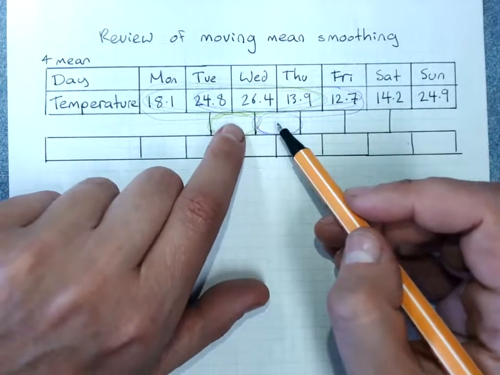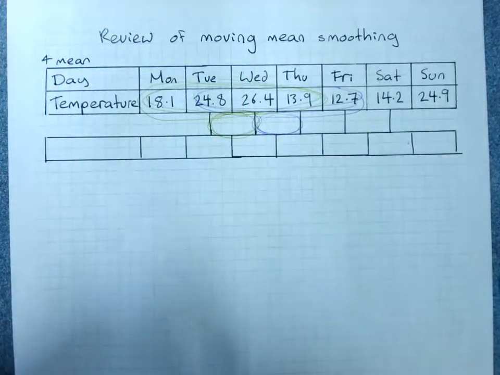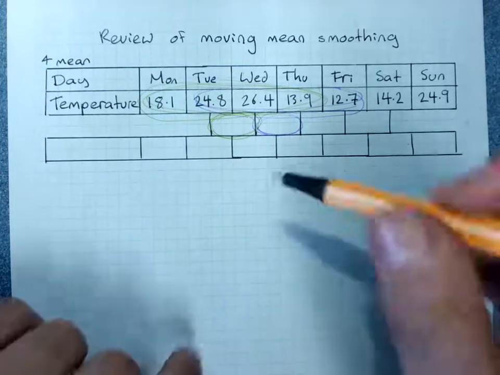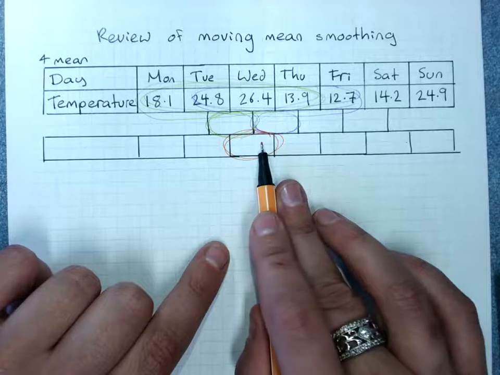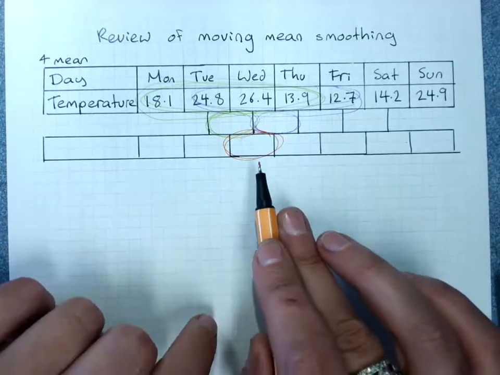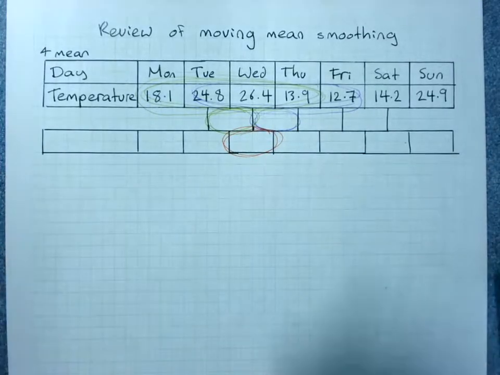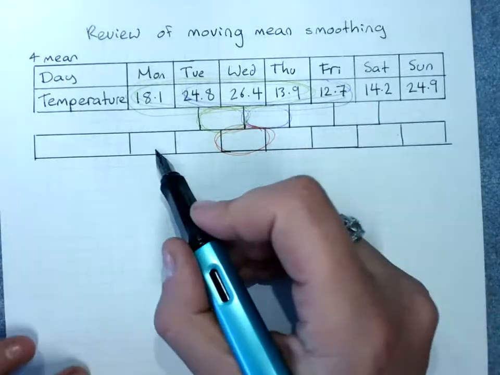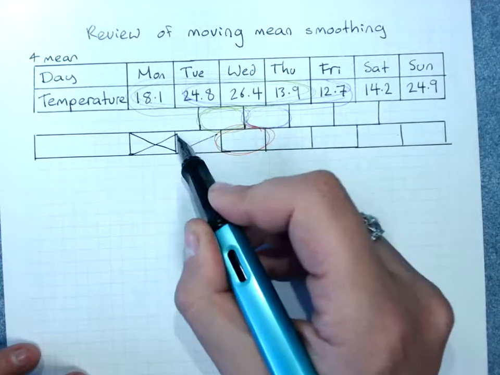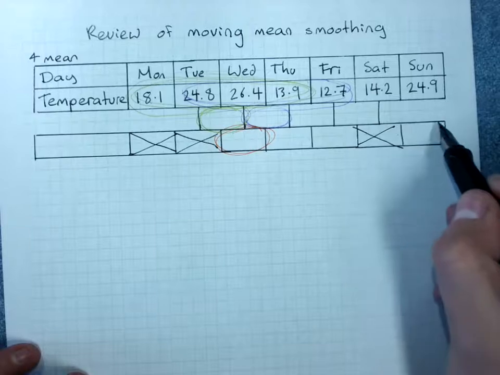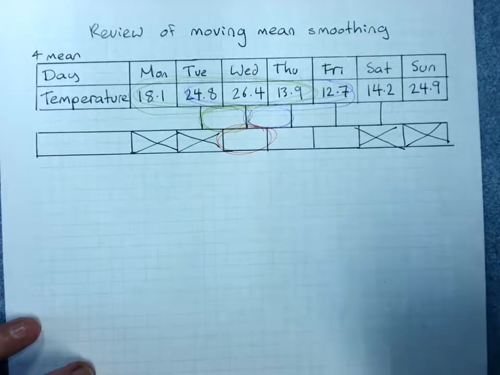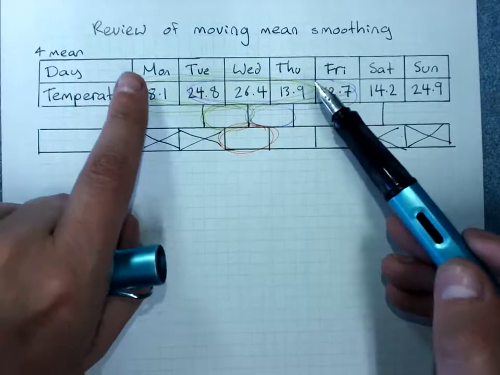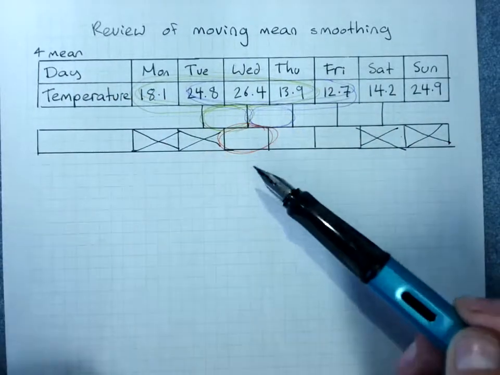So once I've found both of these, the average of those two will give me the score for smoothed centered data for Wednesday. Once again, because it's 4 mean, I'm losing 2 at the front and 2 at the end, so I'd only come up with 3 scores. But this is how we get smoothed centered data.